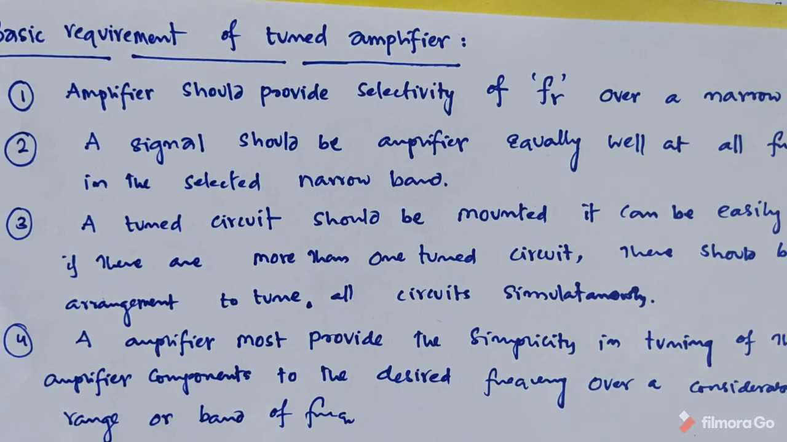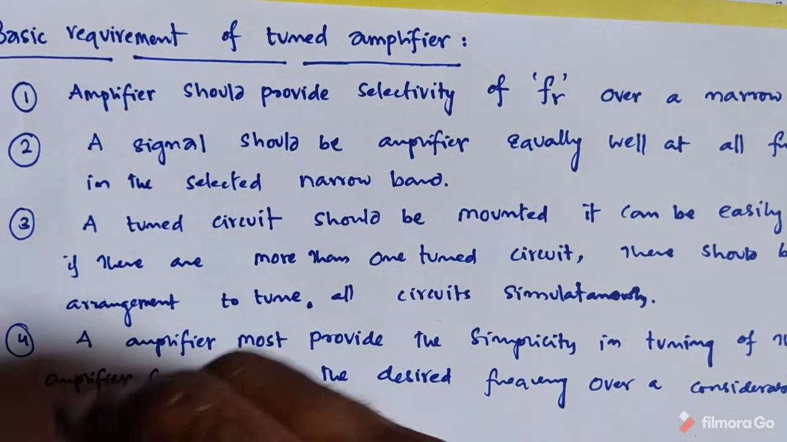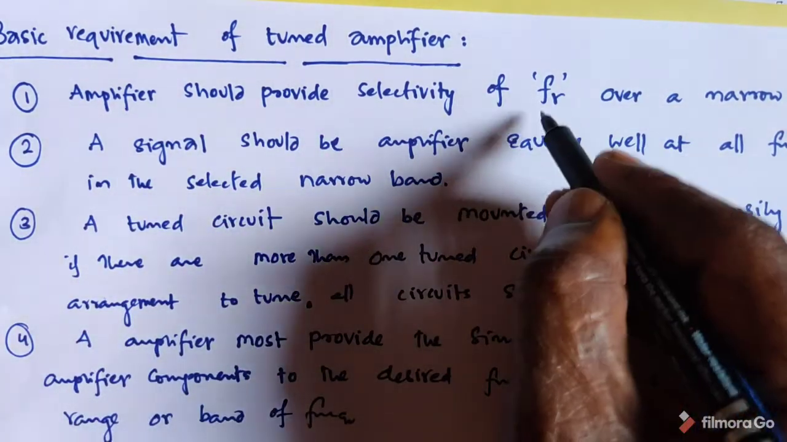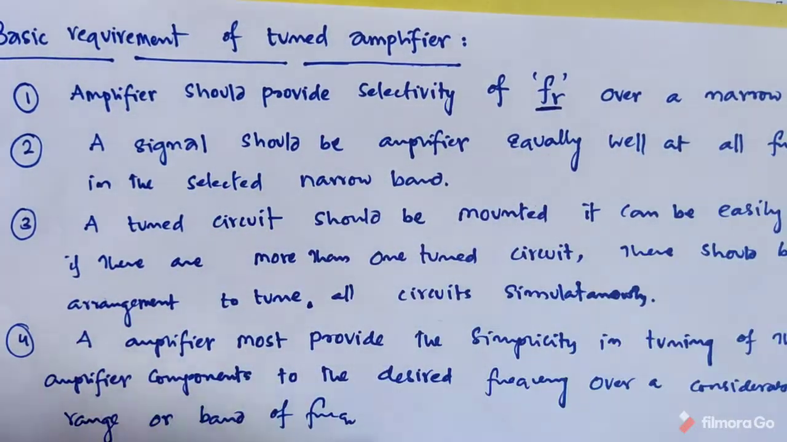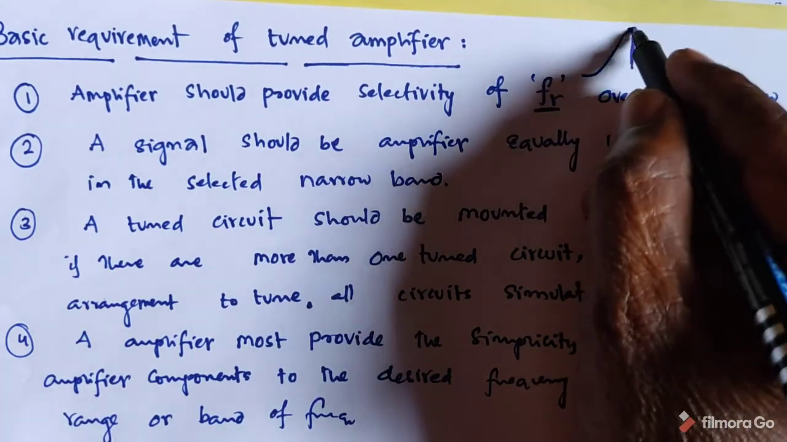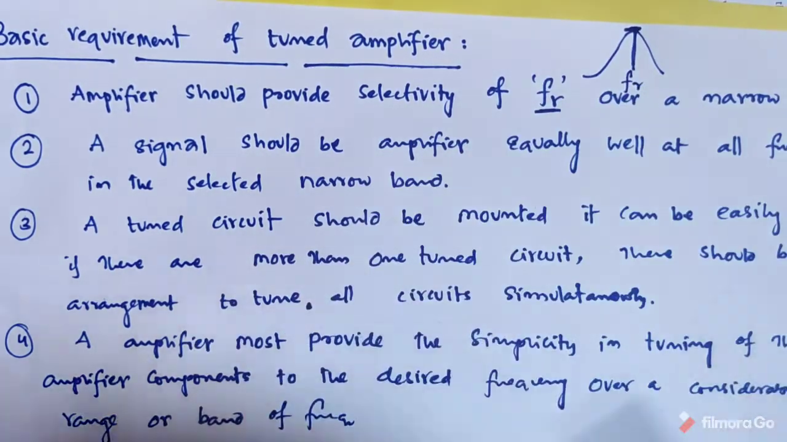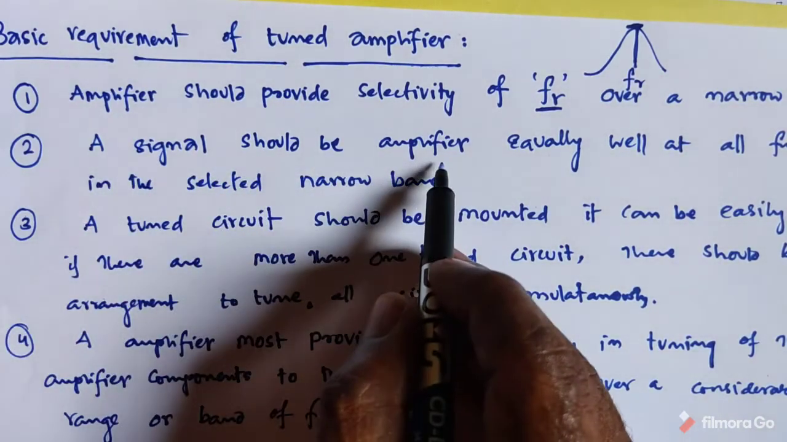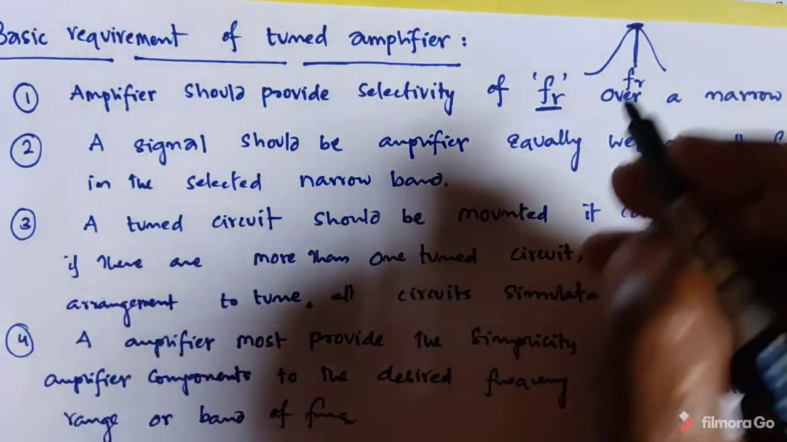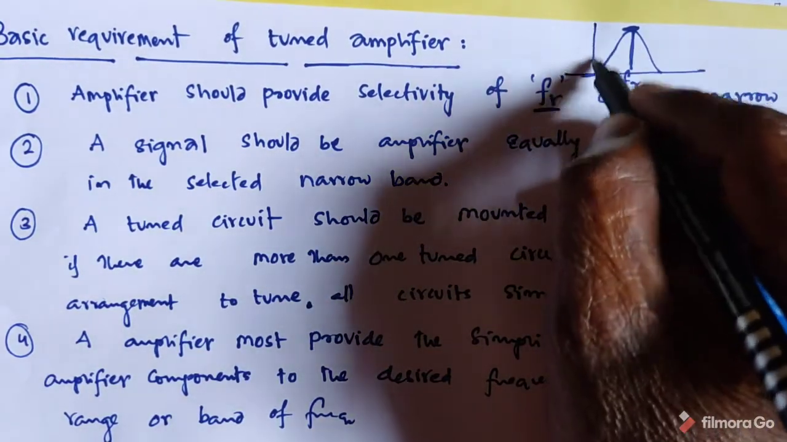Basic requirements of tuned amplifiers: we prefer four requirements. The amplifier should provide selectivity of the resonant frequency over a narrow band. You can take this selection of a narrow band. This is the actual resonant frequency. A signal should be amplified equally well at all frequencies in the selected narrow frequency band.